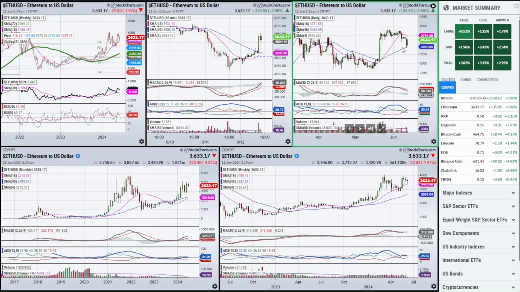But I still think the balance of power is on the side of the buyers here. Again, we have really strong momentum conditions on both the monthly ADX and the weekly ADX. So this looks more like a pause in an ongoing trend rather than some kind of reversal taking place.